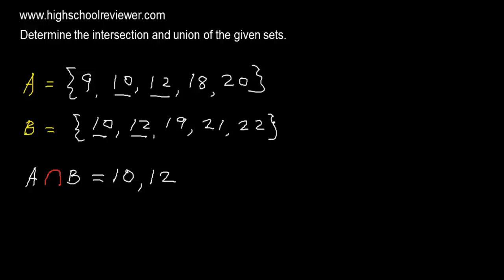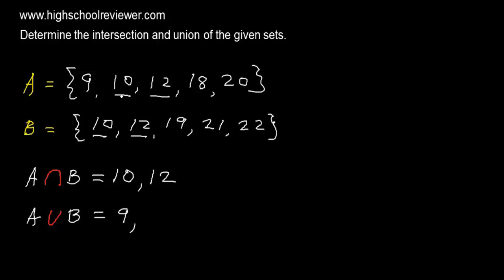And let us now find the union of the sets A and B. The elements that belong to the union of the sets A and B are those elements that are present in A and B, all elements that are in A and B, and if there are two elements that both belong to A and B, you write only once. We have here 9. It is present in A. So we can write that.